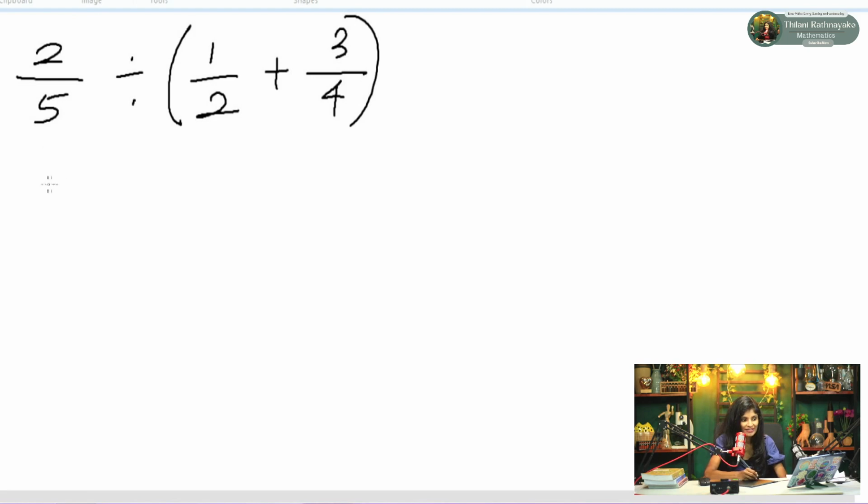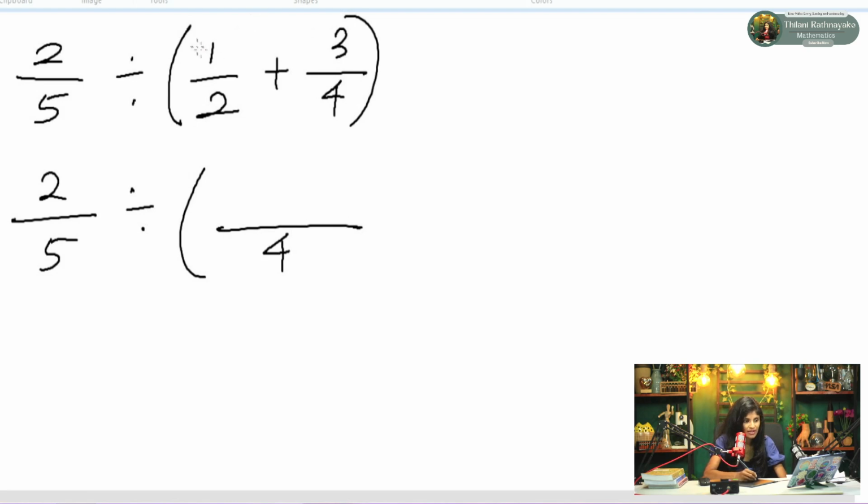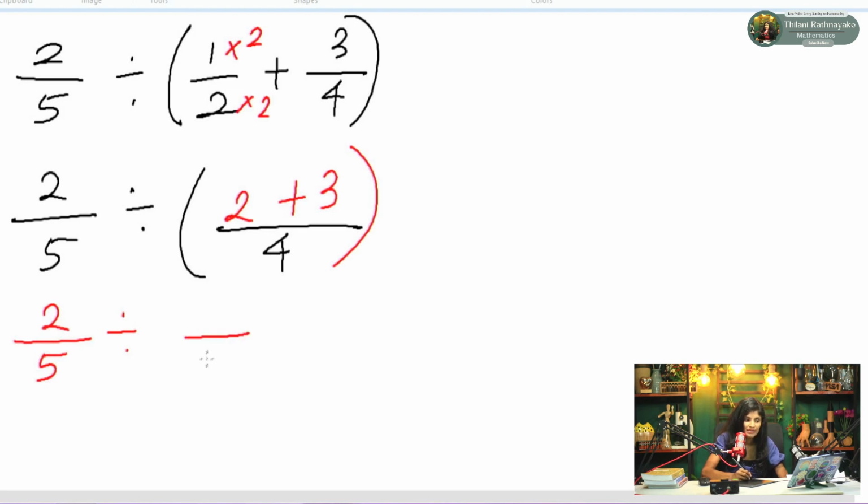Okay, I write the same thing here. We have to write the same thing; you can't eliminate anything, okay? The common denominator is 4. Here I have to multiply both the sides by 2. So 2 times 1 is 2. Here I have positive 3, and I'm going to close the bracket. Again 2 over 5 divided by, denominator is 4. 2 plus 3 means, yes, that is 5.